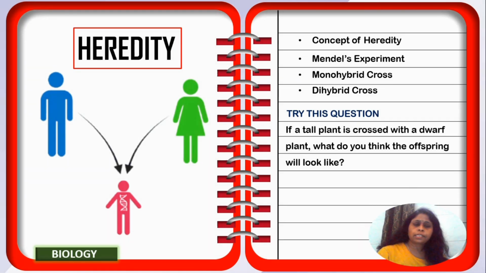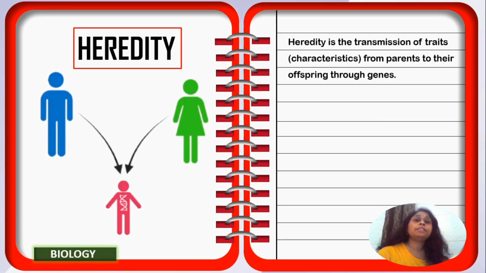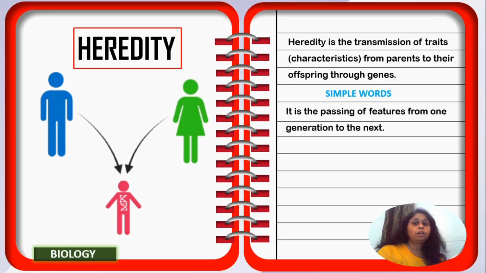Okay, now let's understand the definition of heredity. So what is heredity? Heredity is the transmission of traits from parents to their offspring, and that is through genes. These traits are also known as characteristics. In simple words, it is the passing of features from one generation to the next, that is from parent to child. Understood? So this is heredity.